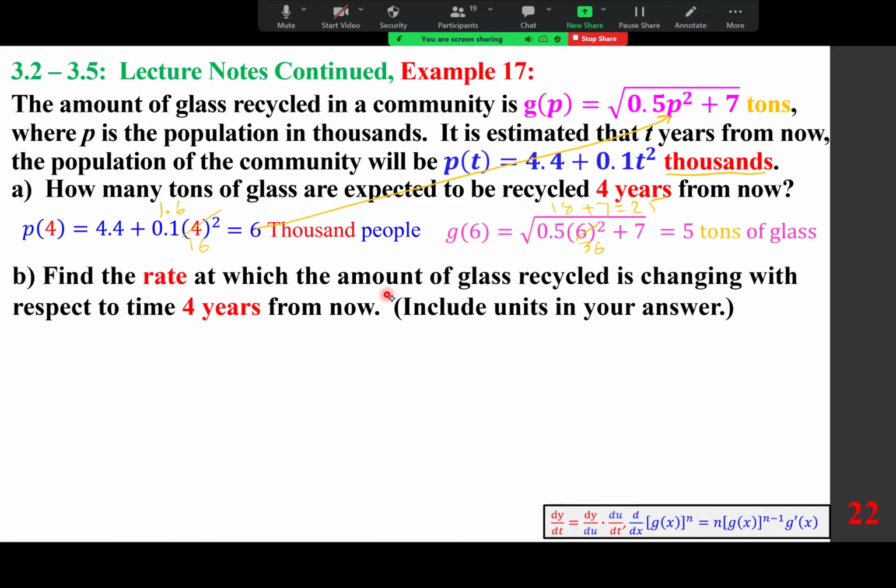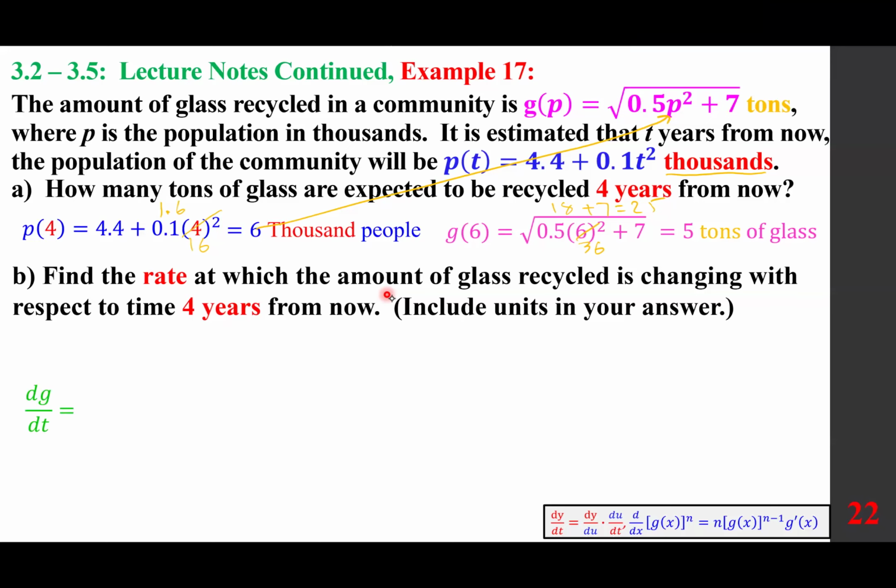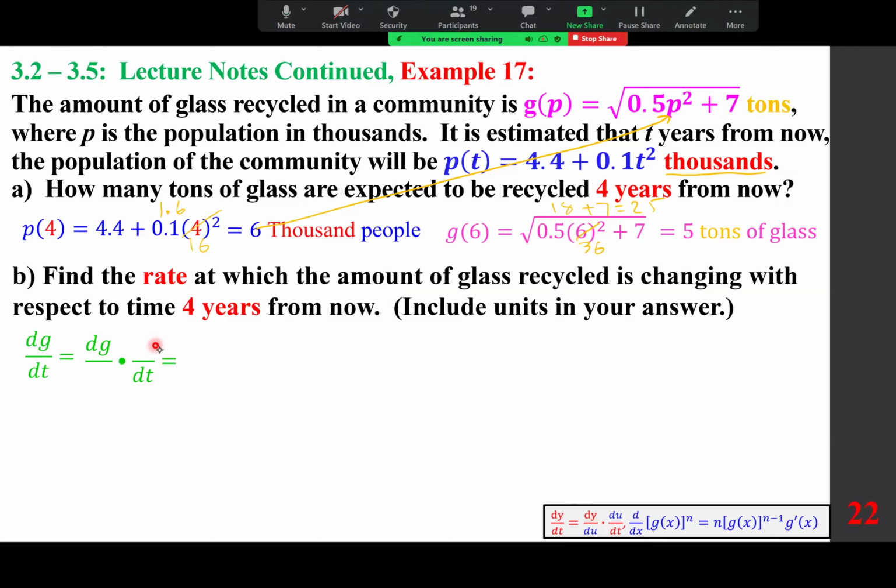Find the rate at which the amount of glass recycled is changing with respect to time 4 years from now. So you want dg dt. And again, with the Leibniz notation, what is the intermediate variable? Going from g to make it a function of t, the intermediate variable is p, so dg dp times dp dt. Now this is a simple differentiation. First, we take the derivative of g with respect to p.